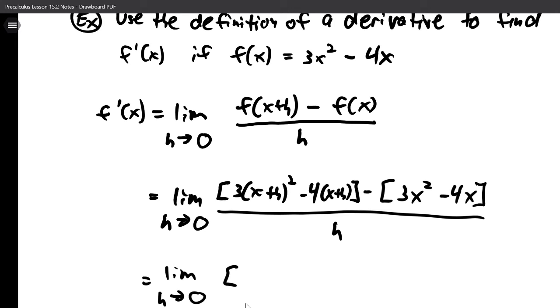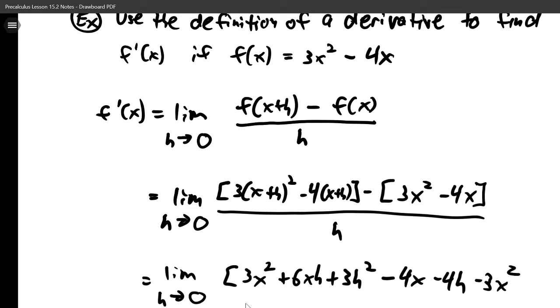So we just need to multiply all of that by 3. So we get 3x squared plus 6xh plus 3h squared, minus 4x minus 4h, that's that part, and then we have a minus 3x squared, minus a negative 4x, that gives us plus 4x. I don't need that bracket anymore because I wrote everything out, all of that over h.